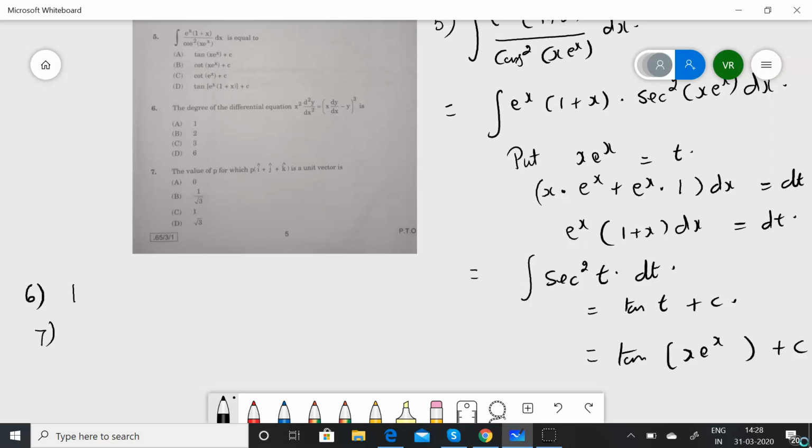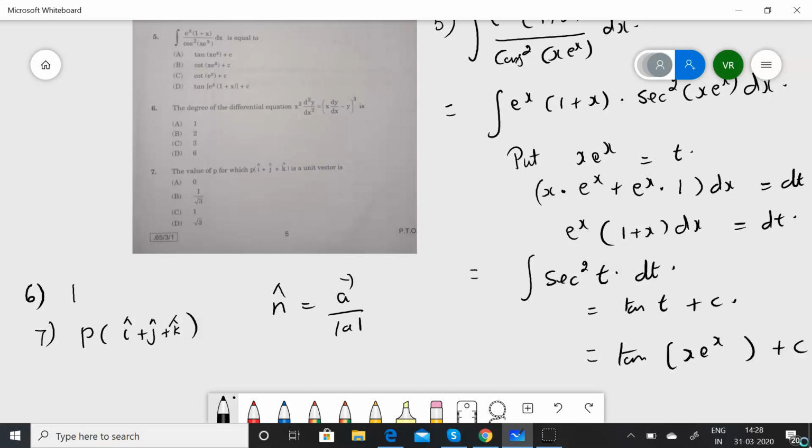Coming to the seventh one, the value of p for which p i vector plus j vector plus k vector is a unit vector is, now we know for a unit vector n cap is equal to a vector by modulus of a vector.